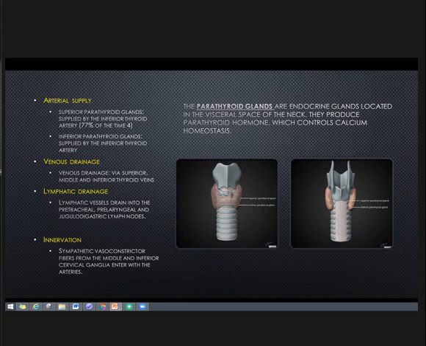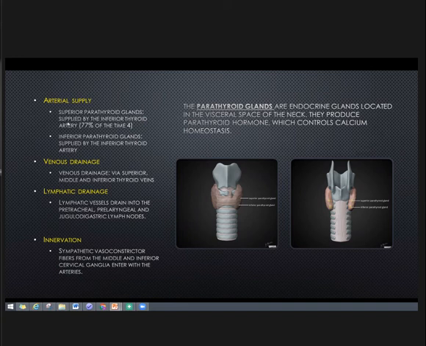regions of the parathyroid glands: the superior parathyroid glands, which are located at the posterior aspect of the middle third of the thyroid gland and posterior to the inferior thyroid artery, and the inferior parathyroid glands, which are located lateral to the inferior pole of the thyroid gland, anterior to the inferior thyroid artery.